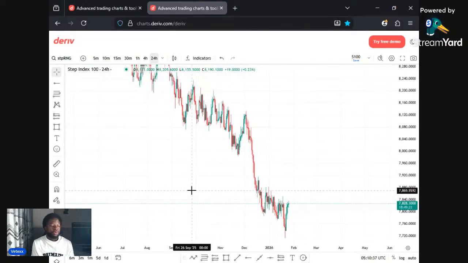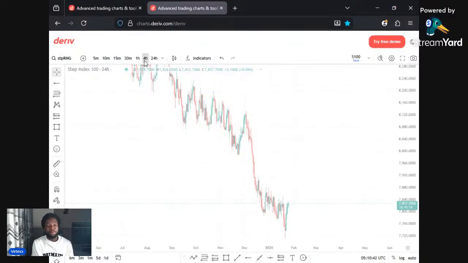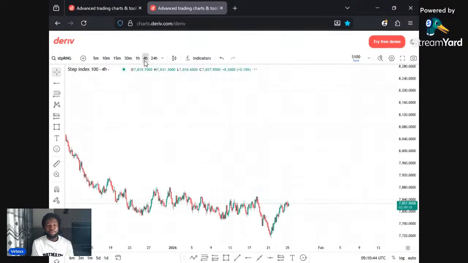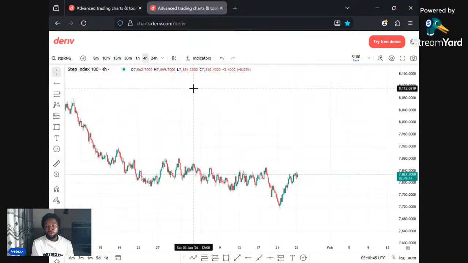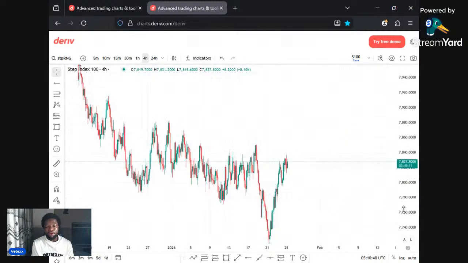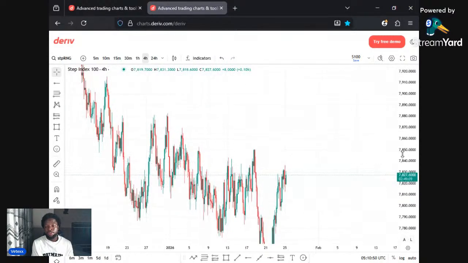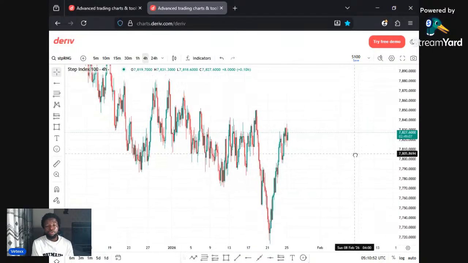So what do we do? We go down to the next time frame, which is the 4 hour time frame. After the 24-hour time frame, we have the 4 hour time frame. Now let's check out the 4 hour time frame and see if we find what we are looking for. Then we can anticipate more moves on that time frame.